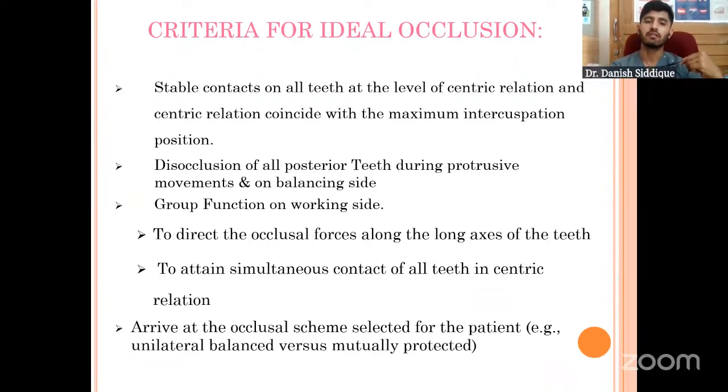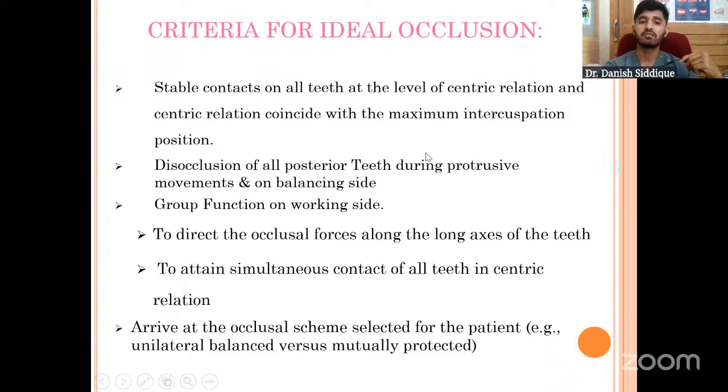So what is an ideal occlusion? When do you call it an ideal occlusion? This was given by Dawson, as well as Pankey and Schuyler. They said that the best would be when the patient has stable contacts on all the teeth. In cases of centric relation, they have good stable contacts, and it would be best if the centric relation also coincides with the maximum intercuspation.